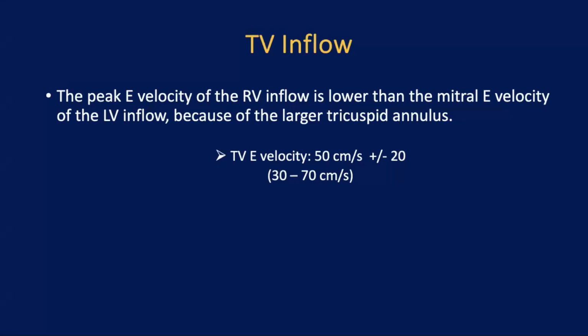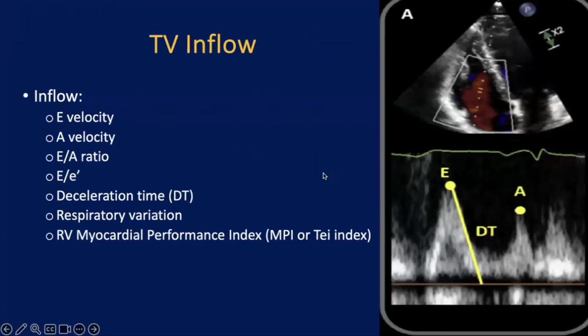What's the velocity? Usually it's lower than the mitral because the annulus of the tricuspid is really wider. So they will say 50 plus or minus 20, so it's 30 to 70. This is acceptable. What we can get is the same information: E over A, E over E prime, deceleration time, respiratory variation, and myocardial performance index.